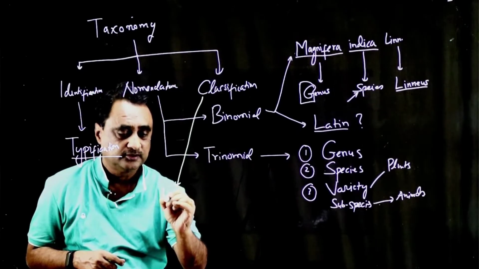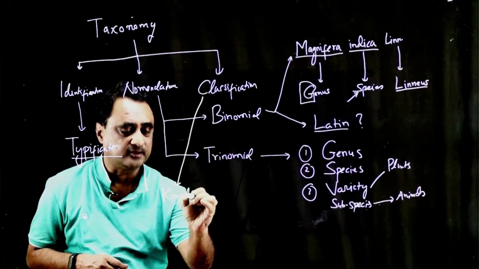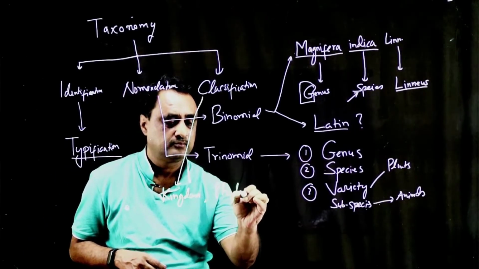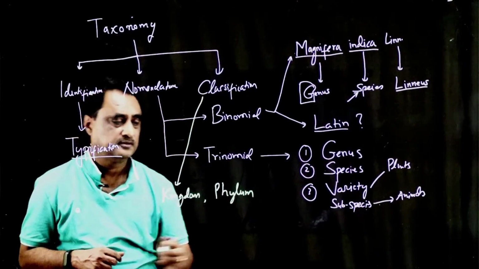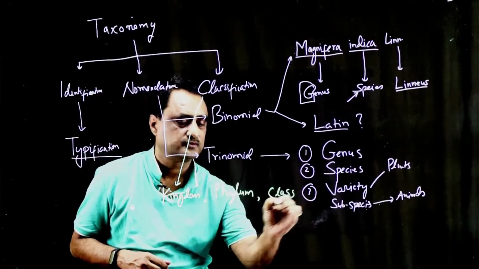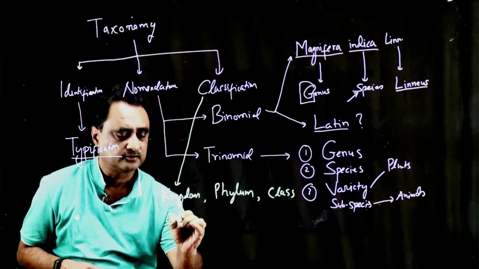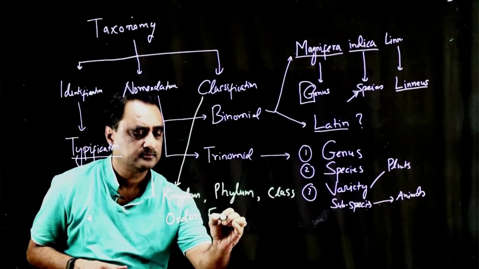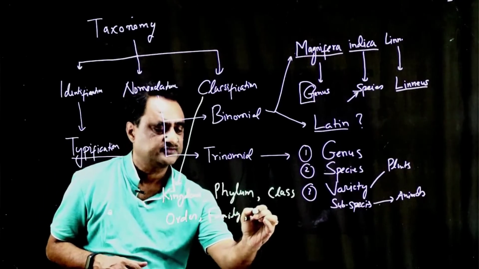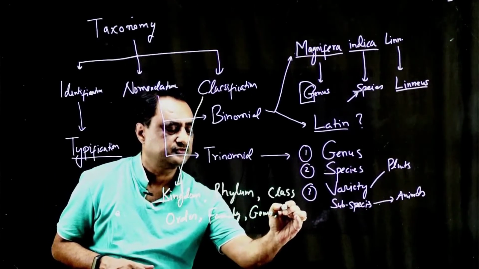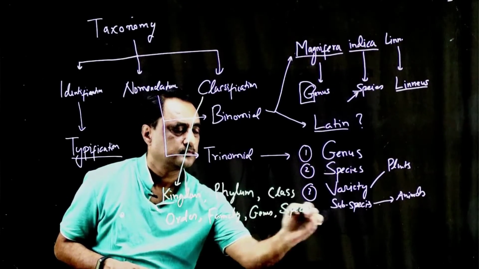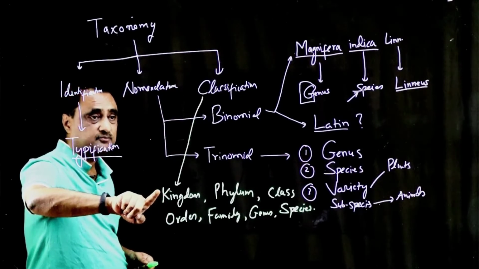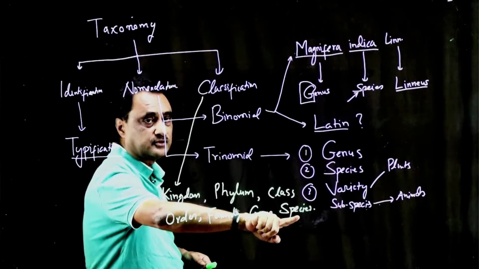What are those? The first is kingdom. The second is phylum. Third is class. Fourth is order. Fifth is family. Sixth is genus. Seventh is species. So you can see these are the 7 essential categories. The highest is kingdom, the lowest is species.